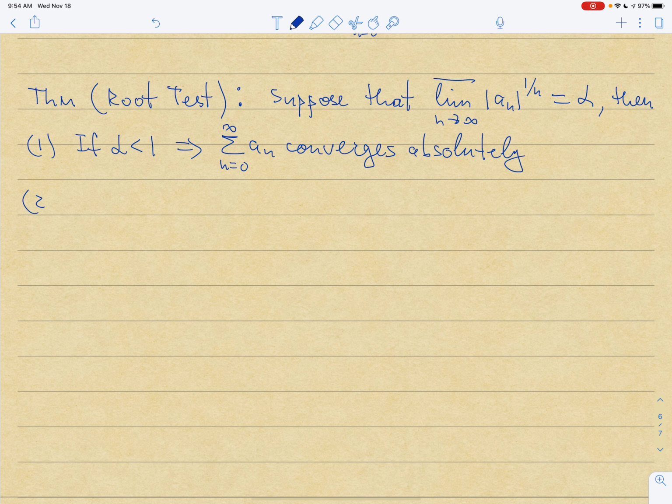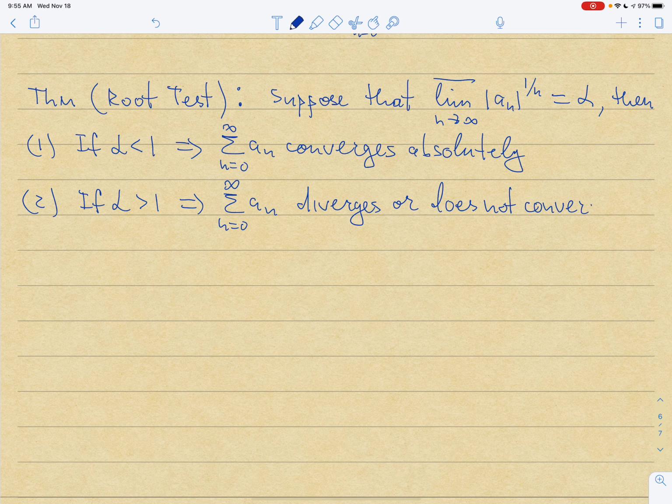Number two, if alpha is greater than 1, then a series of An's either diverges or does not converge. And as you might recall from regular calculus, the choice number 3, if alpha is equal to 1, then the test is inconclusive.